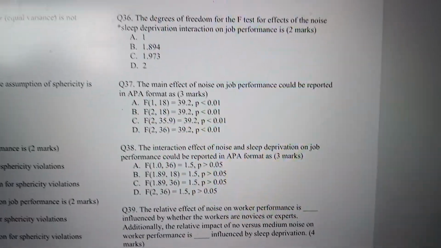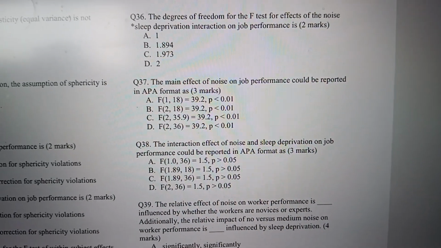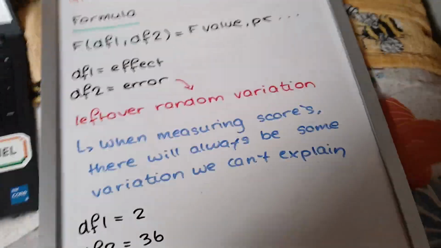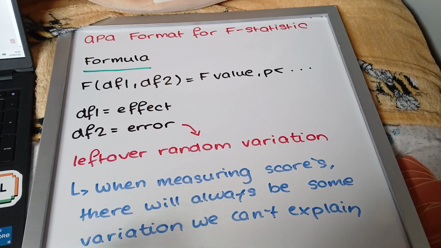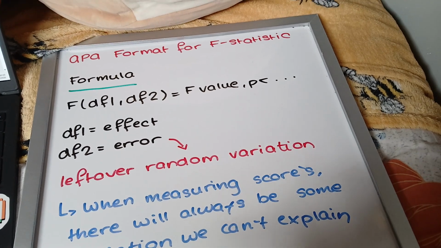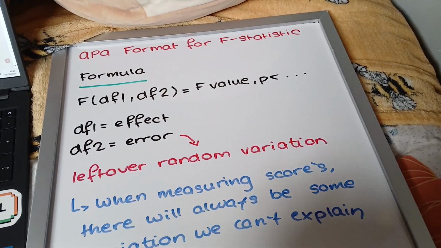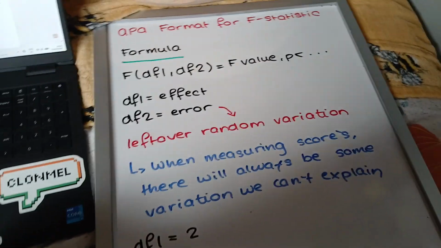For question 37, it is asking for an APA format for the F statistic. So there's a formula for this, and that's this one here. F(degrees of freedom 1, degrees of freedom 2) = the F value, and then p is less than whatever. To do this, we need to find the degrees of freedom 1 and 2.